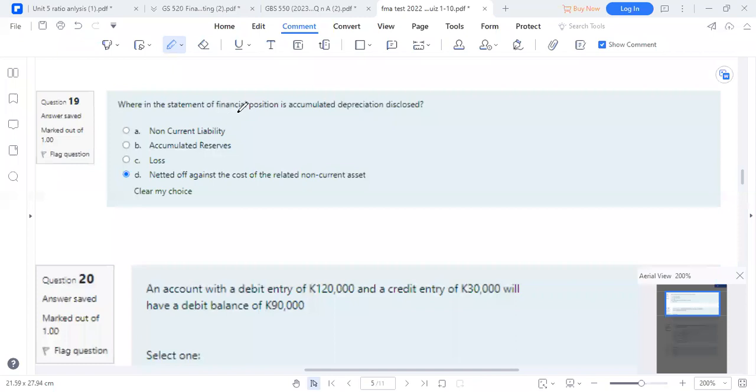Where in the statement of financial position is accumulated depreciation found? So we have cost, we have depreciation, we have our net book value just at the top there. So it is netted off from the cost of the related non-current asset. That is where it's found. So if it's buildings, we remove the depreciation, and the difference is called our net book value under the fixed assets, which we also call the non-current assets.